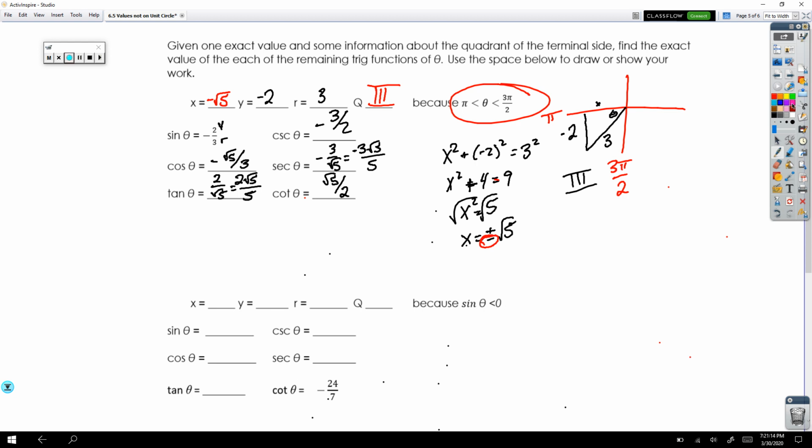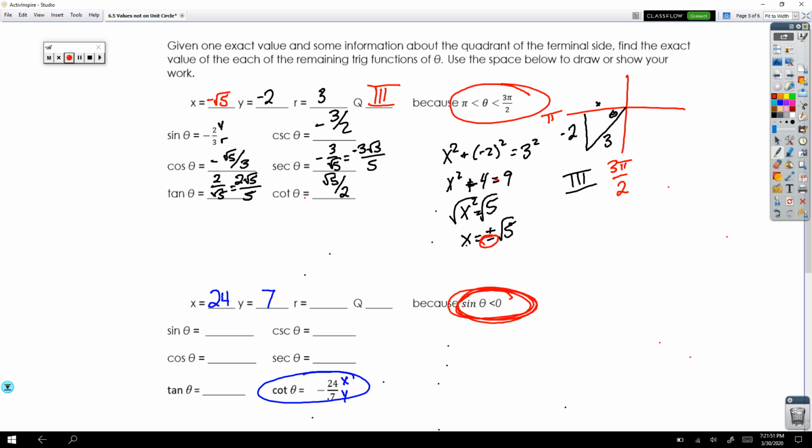So it gives me cotangent is negative 24 over 7. So cotangent is x over y. Now, the tough part with this is that it's negative. So that means either the x is negative or the y is negative. But I don't know which one right off the bat just from looking at that. So I do know that the x is 24 and the y is 7. I just don't know the signs of it yet. And that is why I need to look at that second bit of information here.